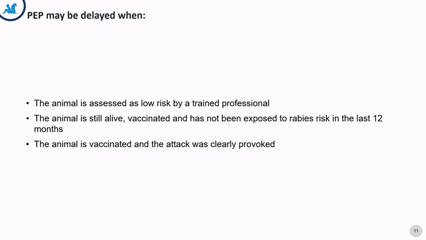Vaccination can be safely delayed when the animal is assessed as low risk by a trained professional, when the animal is alive, up to date with its vaccination, and has not been exposed to rabies in the last 12 months, or when the animal is up to date with vaccination and the attack was clearly provoked.